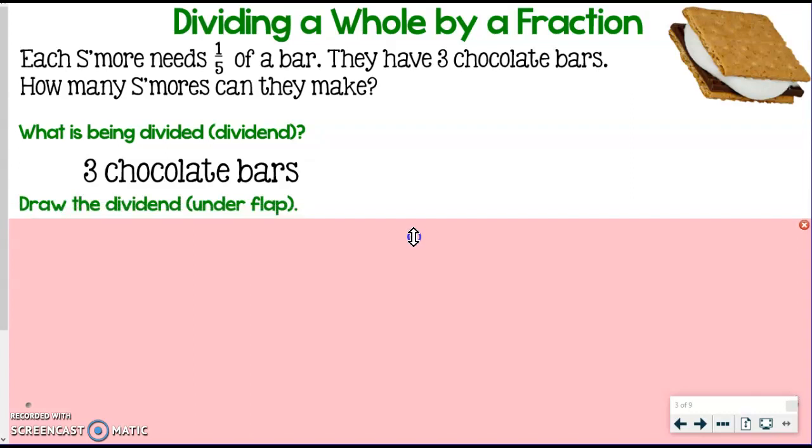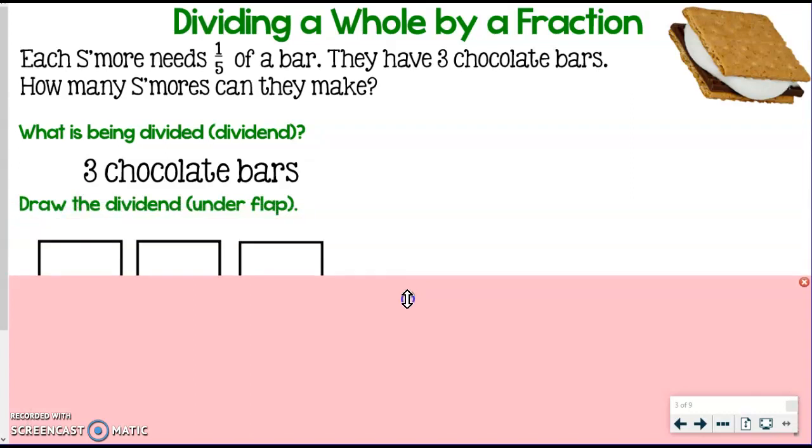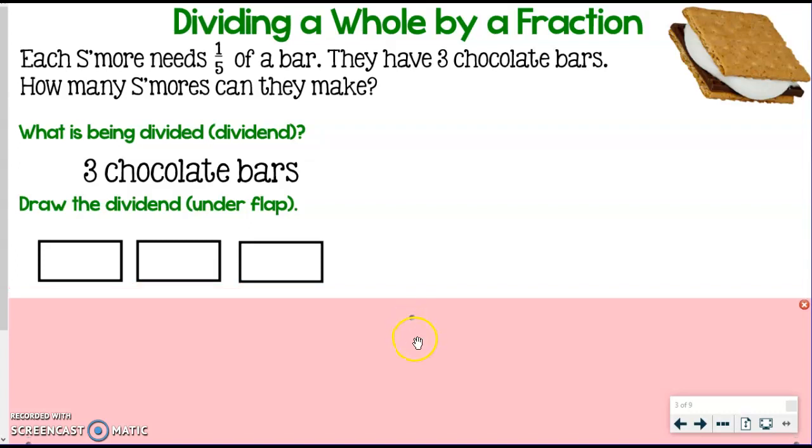That means we need to draw the dividend first. So we're going to just draw 3 chocolate bars, also known as 3 rectangles. Go ahead and do that on your notes if you haven't already.